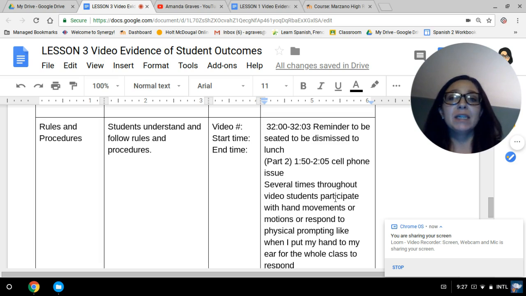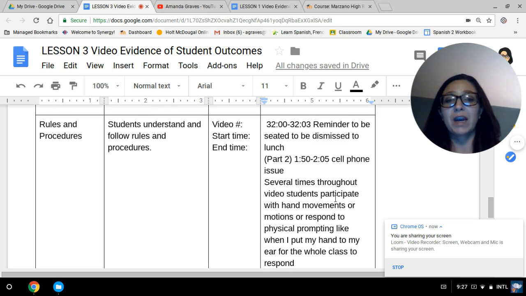We had a cell phone incident. Somebody's cell phone made noise. I asked that they put it on my desk. They put it on my desk. They got it back later. No argument there, but that is a rule that I enforce.